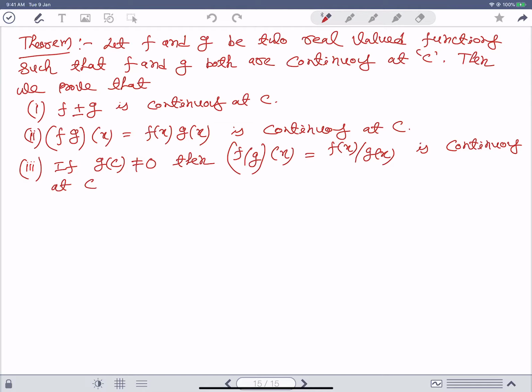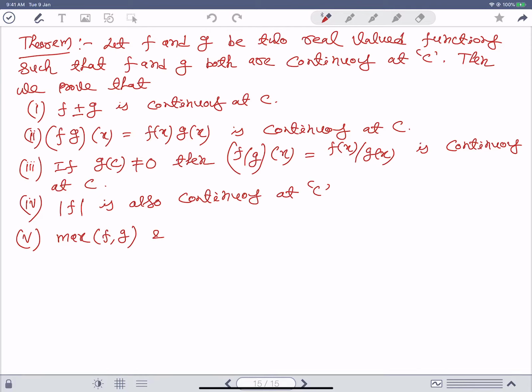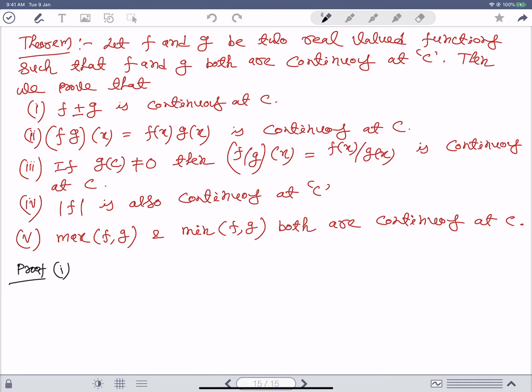at the point c. Okay, and we also prove that mod of f is also continuous at c, and we also prove that the functions maximum of f and g and minimum of f and g both are continuous at the point c. So here is the proof of the property 1.